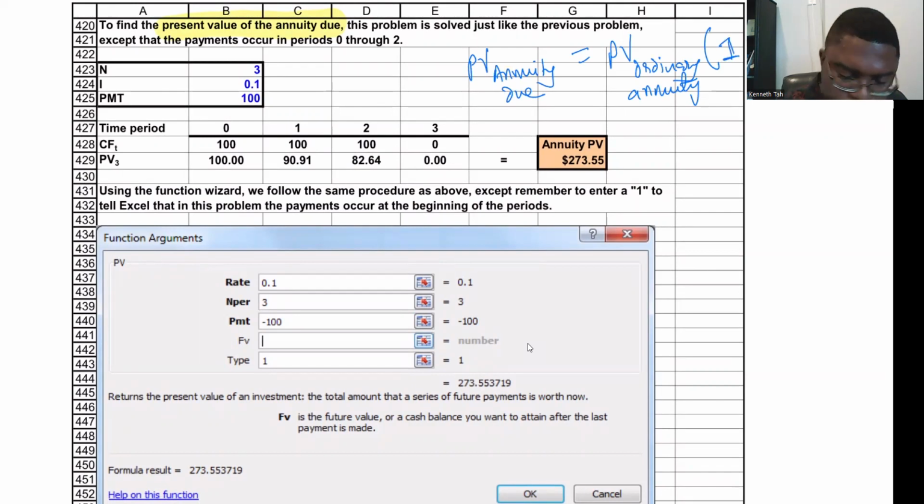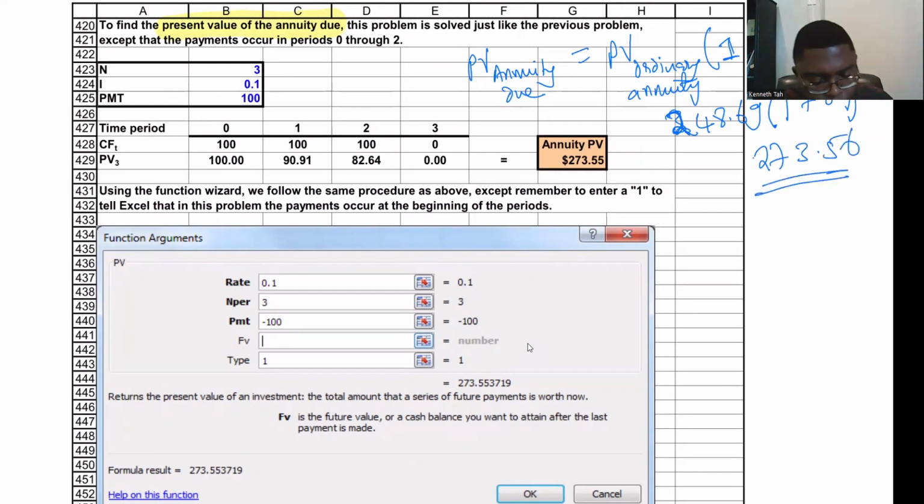So we had seen present value of an ordinary annuity. We just go back and take the answer. Otherwise, we compute it, which is 248.69 times 1 plus 0.1, and that will give us 273.56. So that's how we do it using the formula.